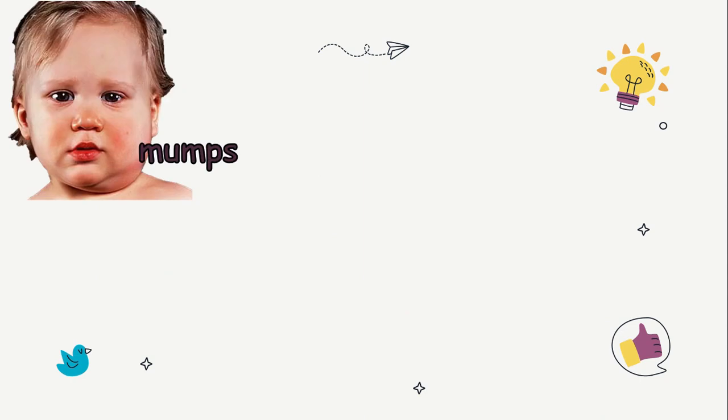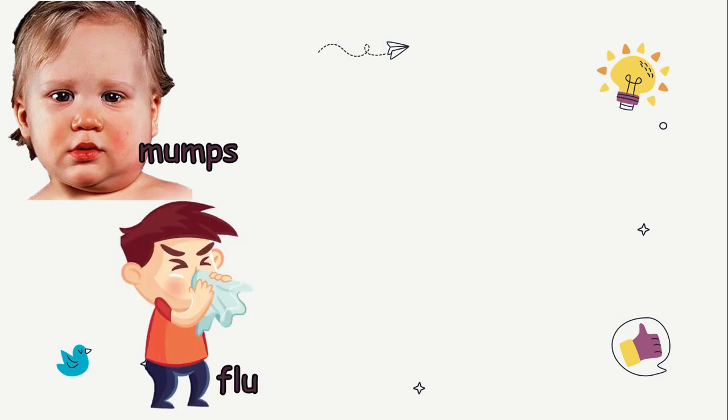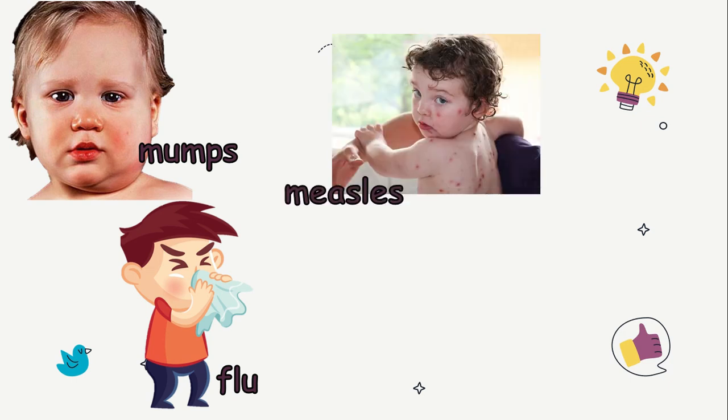So mumps is caused by a virus. It typically starts with a few days of fever, headache, muscle aches, tiredness, and loss of appetite. Look at the right cheek of the baby. That would be the lump of the mumps. The next one is flu. We all know what flu is, no? The next one would be measles. Measles is like a rash. It usually appears about 14 days after a person is exposed.